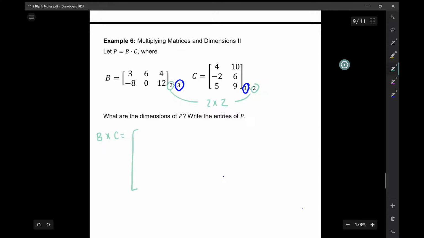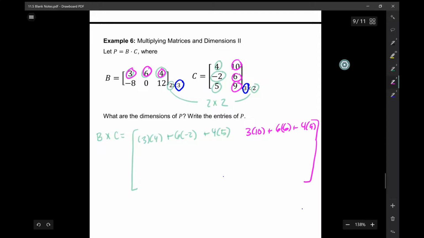Well, we're going to take the first row of B times the first column of C. So in this case, it's going to be 3 times 4 plus 6 times negative 2 plus 4 times 5. Then it's going to be 3 times 10 plus 6 times 6 plus 4 times 9.